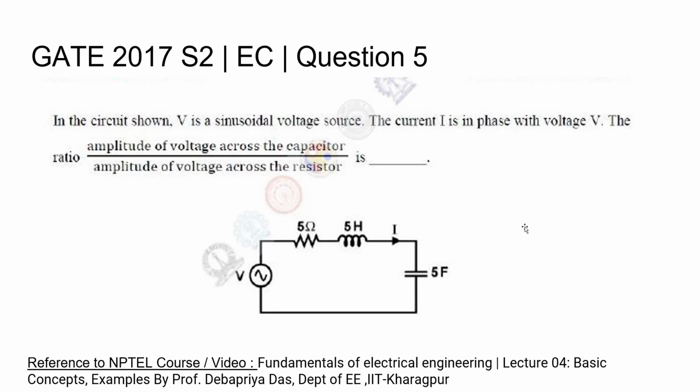Question 5. Electronics and Communication Engineering, GATE 2017 Set 2. In the circuit shown, V is a sinusoidal voltage source. The current I is in phase with the voltage V. The ratio of the amplitude of voltage across the capacitor by that of the resistor is dash.